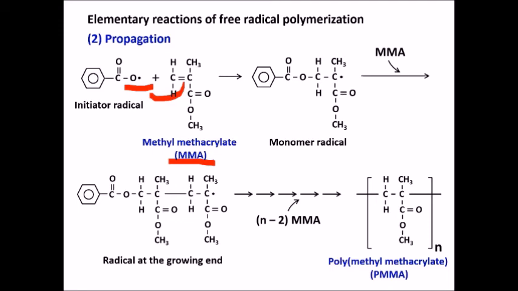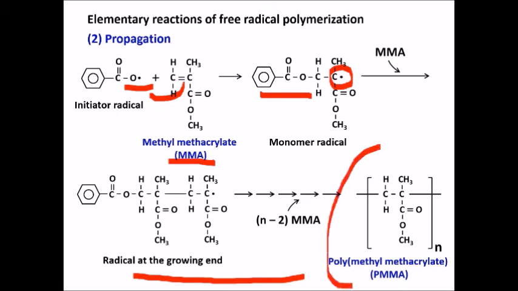As a result, initiator fragment binds to the monomer. The CC double bond is cleaved. And importantly, new radical is generated at the other end of monomer here. So this is called monomer radical. This monomer radical is also unstable, attacks another monomer. So such a reaction repeatedly occurs many times, but at once. And finally, we obtain polymer chain made of a lot of MMA, methyl methacrylate.